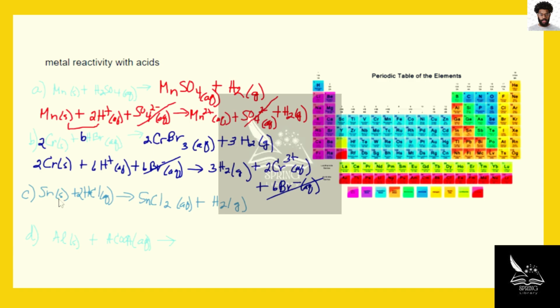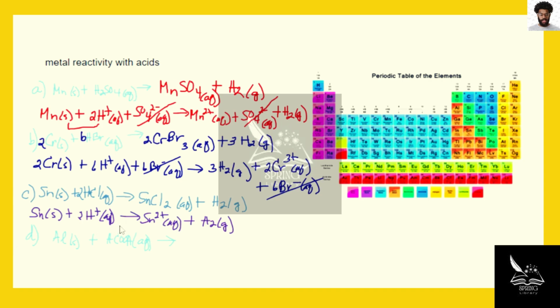The next reaction shows tin reacting with hydrochloric acid, and that's likely to form, for the most part, a tin 2 plus cation, so tin 2 chloride, and again evolving hydrogen gas as a product. And this would be the balanced molecular reaction. This time we're just going to write the net ionic reaction instead of crossing out the spectator ions. We're just going to ignore them and write the net ionic equation.